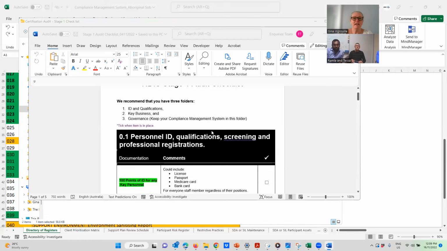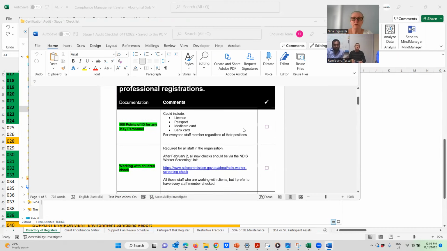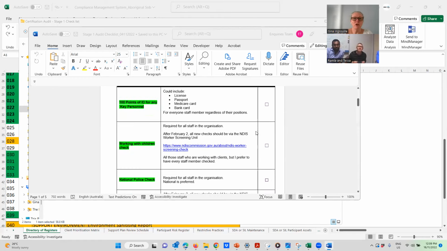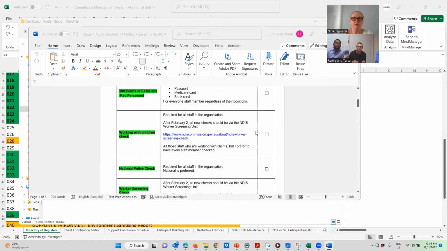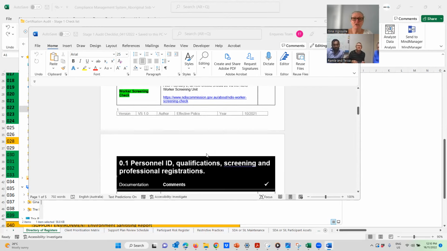NDIS stage 1 audit checklist. So you're going to be collecting all of these. These are the 100 points of ID. Working with children check, you're across that. Your police checks, you'd be across that. Now worker screening will be new for you. So follow that, and may the gods be with you as you go through that frustrating process.